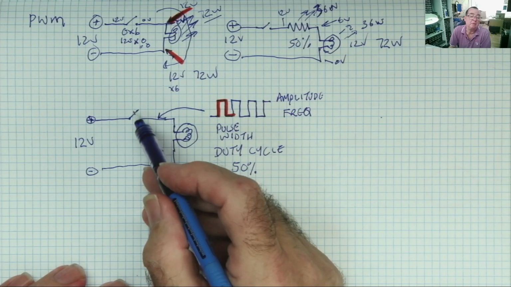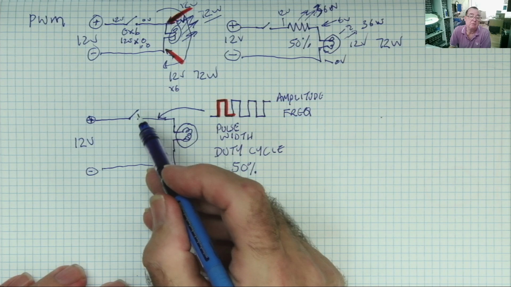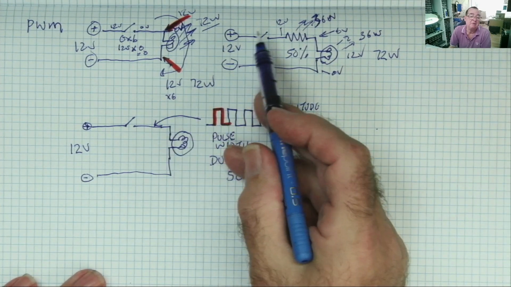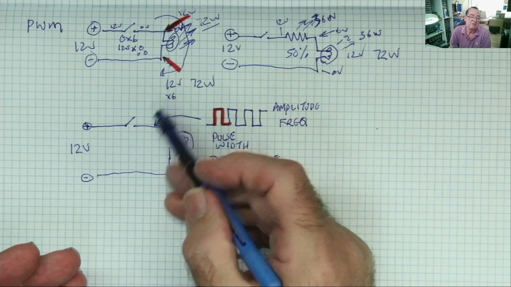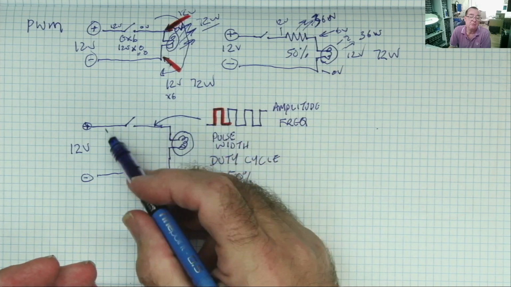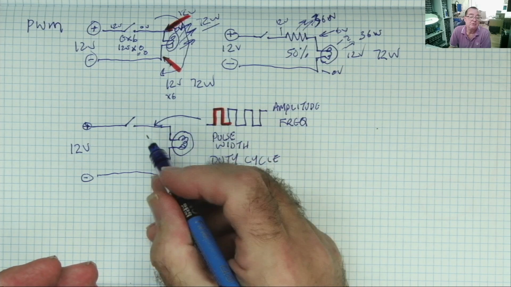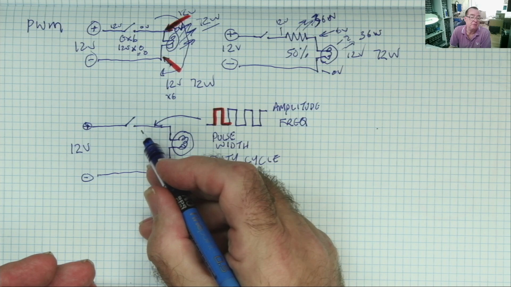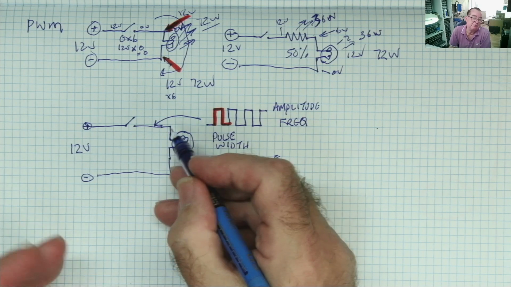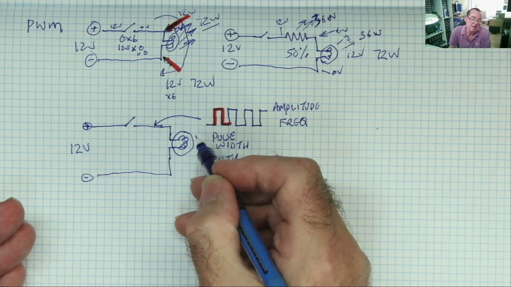What's the power dissipated by the switch? Well, it's the same as this. It doesn't really matter how fast we switch that on and off. The switch is either closed, so there's 0 volts across it. The wattage is 0 volts times the 6 amps. 0 times 6 is 0.